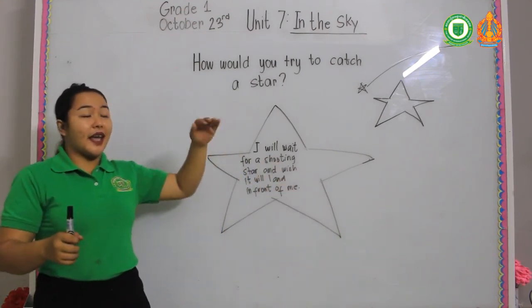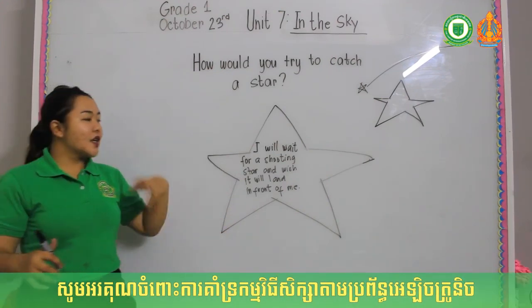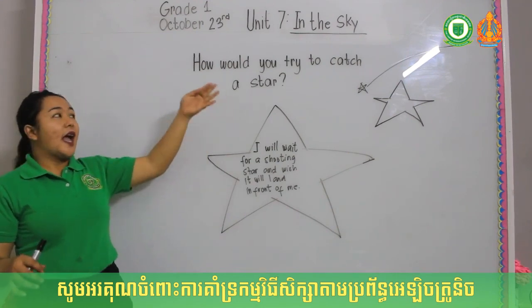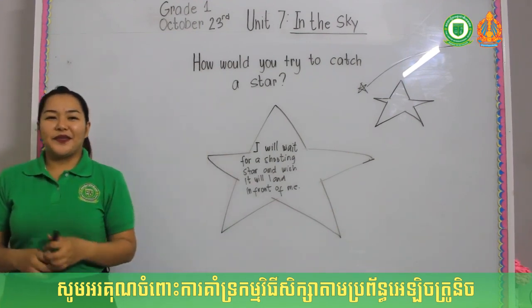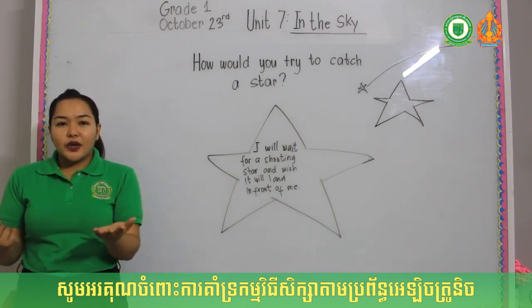So you have to again draw a star on your notebook and then write your answer inside the star. And you have to answer the question, how would you try to catch your own star? Okay, so kids, good luck. Be creative. Use your imagination.